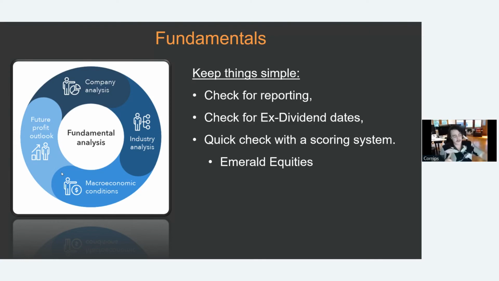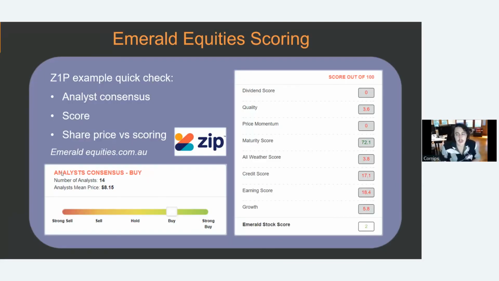The other thing that you can do is a bit of quick checking with fundamentals. Again, the world of fundamentals is complex. There are a lot of ways to interpret these numbers, how much money a company earns, and how that translates into share price. It can be difficult. So what we do is we have a quick scoring system, and we use Emerald Equities for this.